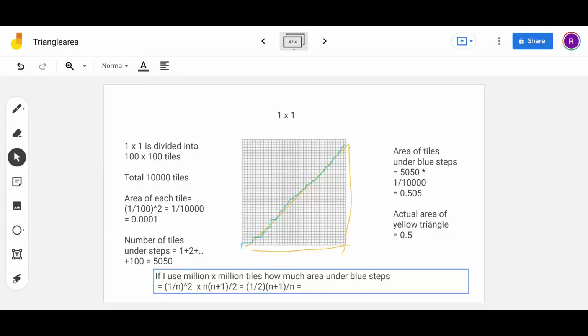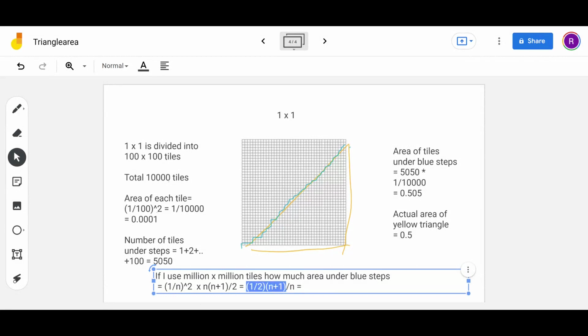Priyadarshini says 50, 50, 50. No, I don't think that's correct. Million into million plus 1 divided by 2 is not that much. Priyadarshini, how did you get that thing? How did you get 50, 50, 50? For the number of triangles? For the number of small tiles.